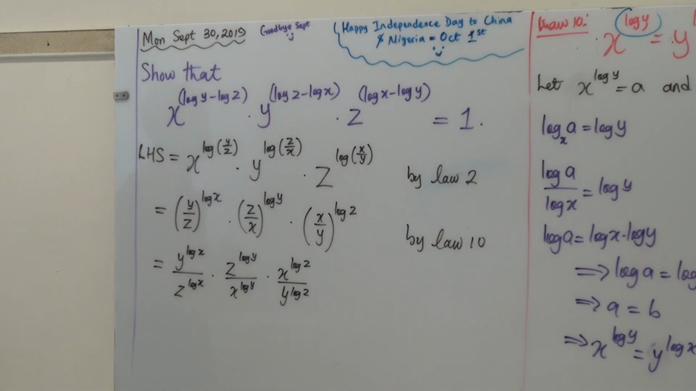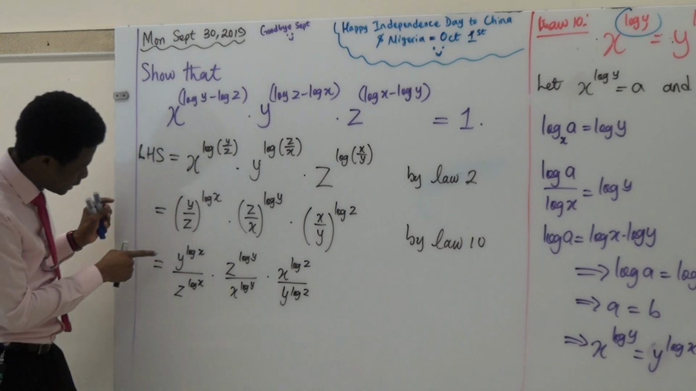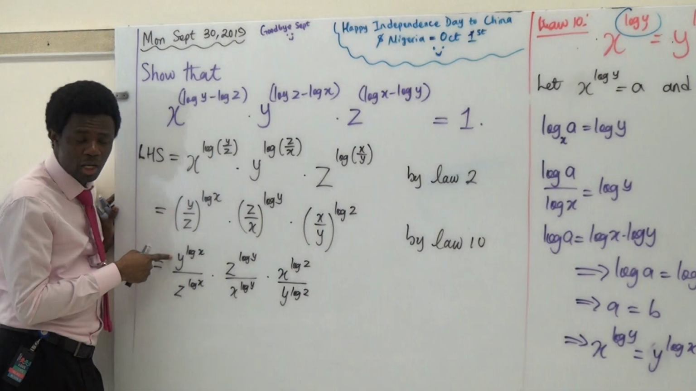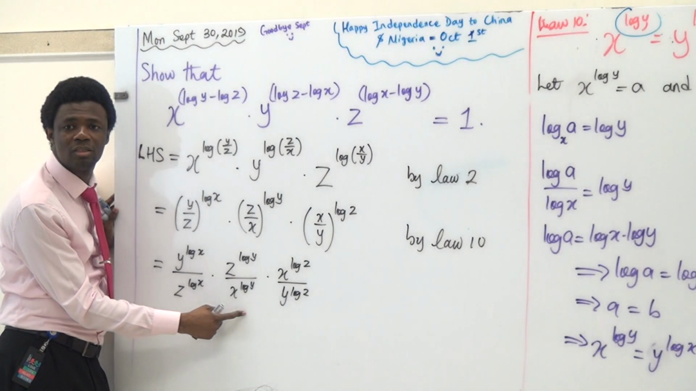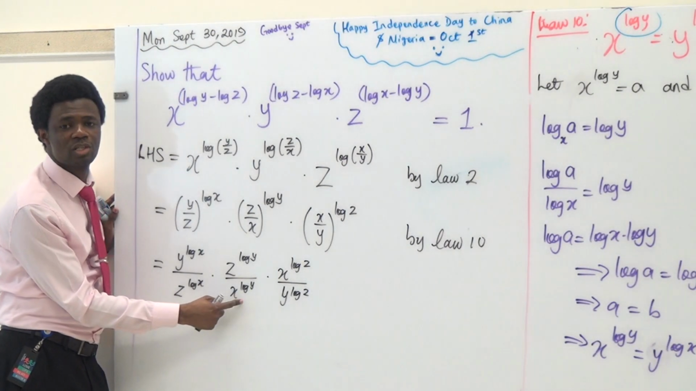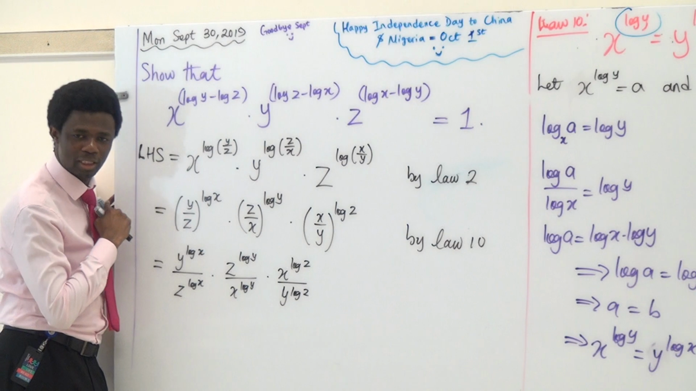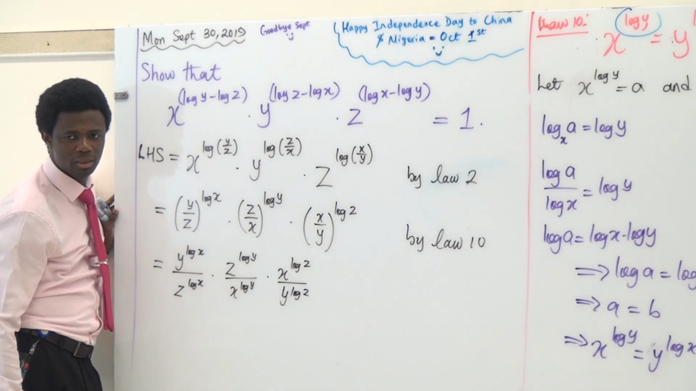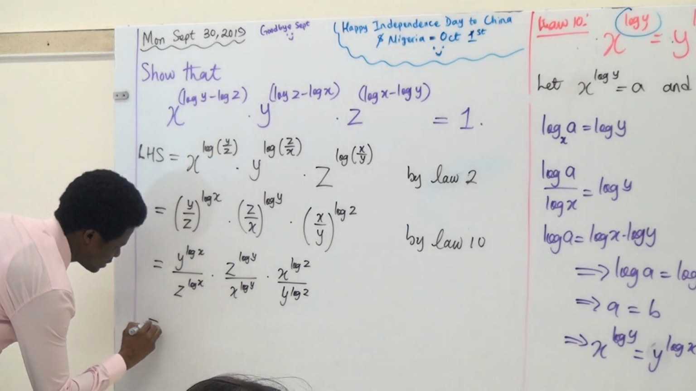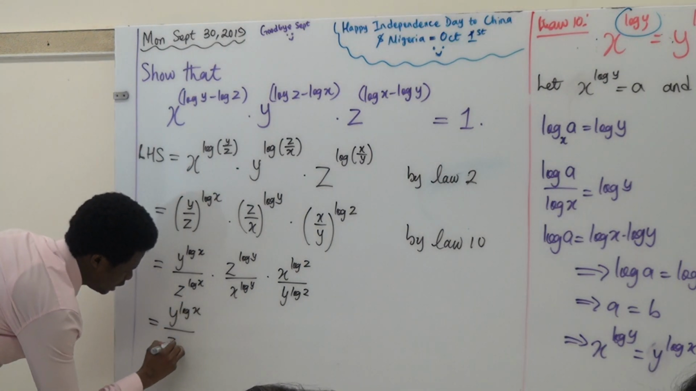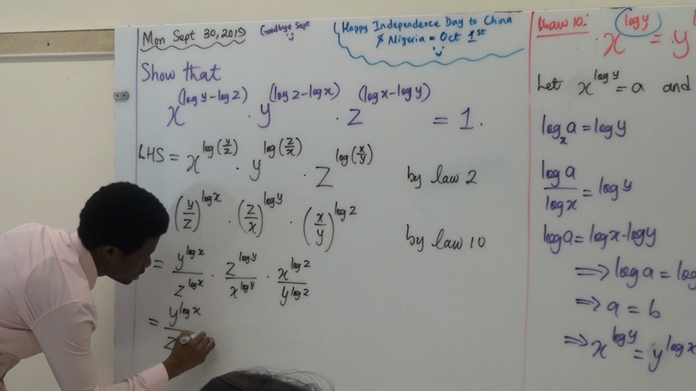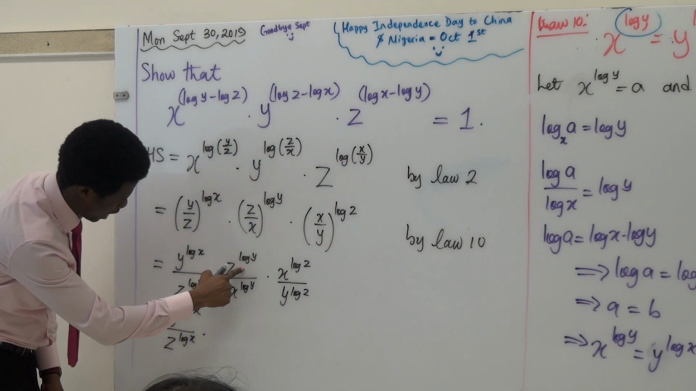Apply log 10 again. I need to make some of them change their position so something can cancel. Can you look at where X and Y are connected? Here. So I can change this to make it look like that. So this remains Y to power log X. This is Z to power log X. Then now this is Z to power Y.